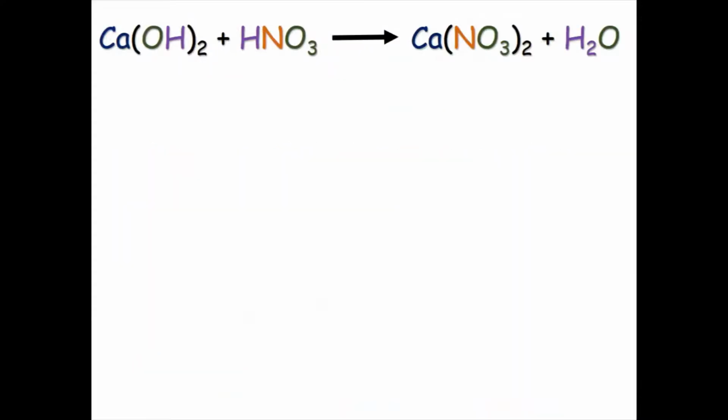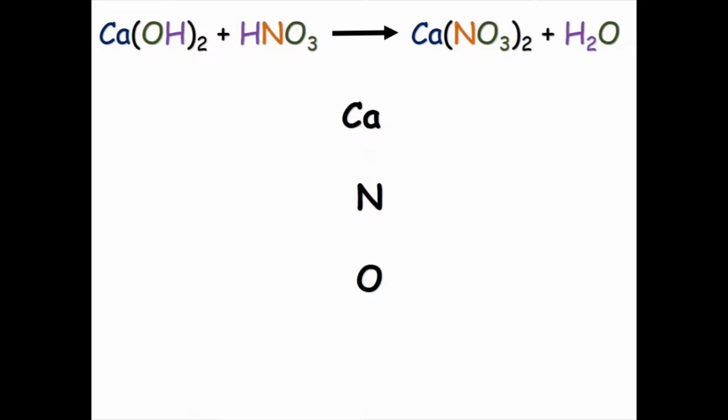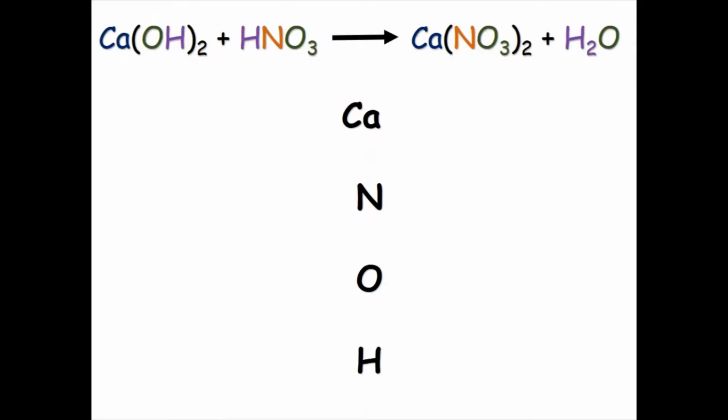Now we're going to balance this equation. So again, we are going to write all the elements involved underneath the arrow. And as I said in the last video, I would always start with the metal if there is one involved in the reaction, and in this case there's calcium. Then I would look for any other elements that are not oxygen and hydrogen, and we have nitrogen. Then second last, write oxygen, and as the very last one, hydrogen.